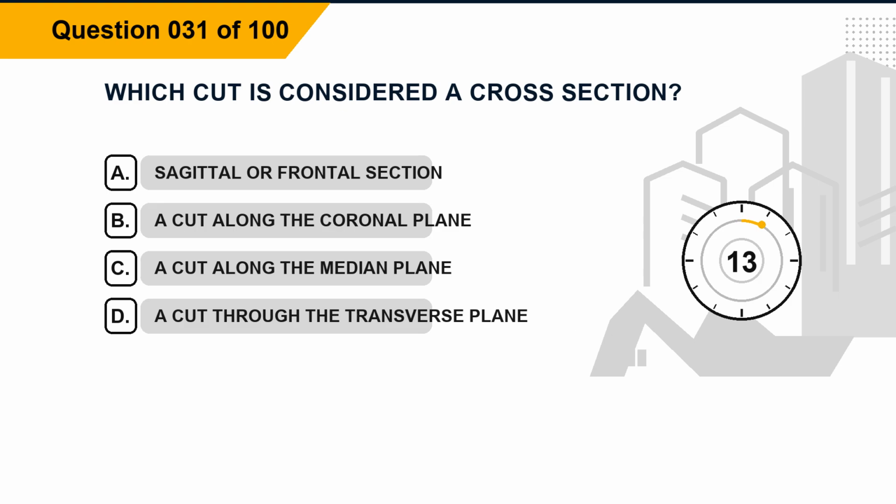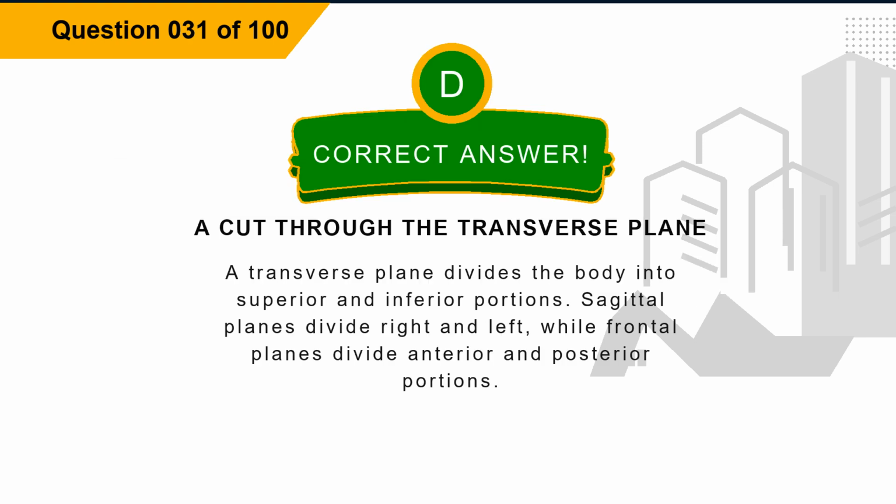Question 31. Which cut is considered a cross-section? Option A, sagittal or frontal section. Option B, a cut along the coronal plane. Option C, a cut along the median plane. Option D, a cut through the transverse plane. The correct answer is option D, a cut through the transverse plane. Explanation. A transverse plane divides the body into superior and inferior portions. Sagittal planes divide right and left, while frontal planes divide anterior and posterior portions.